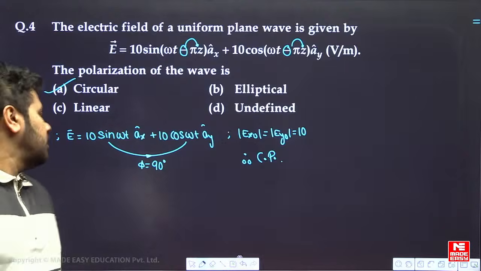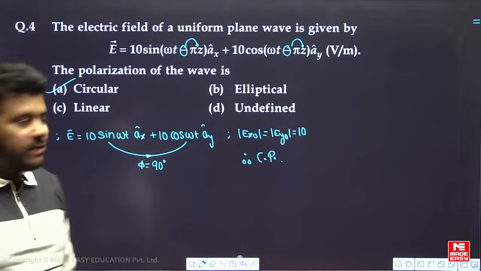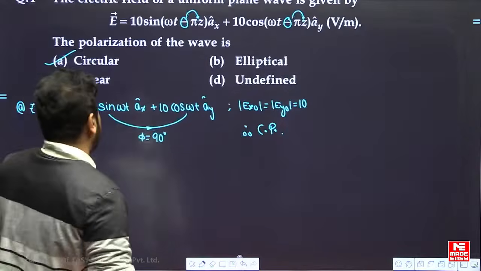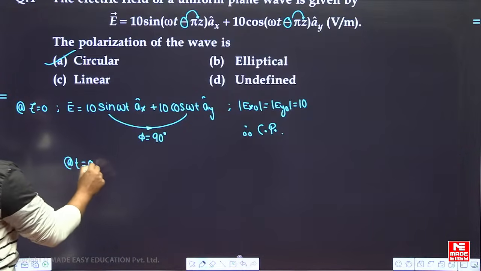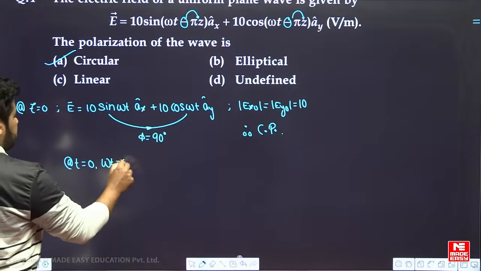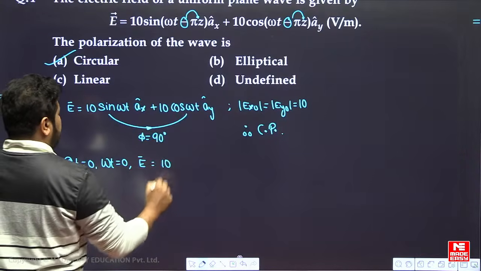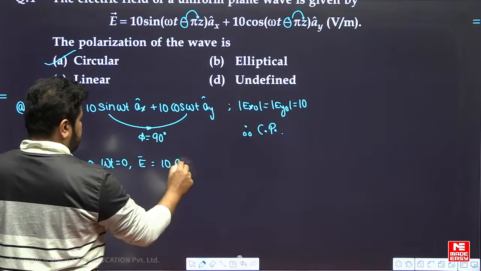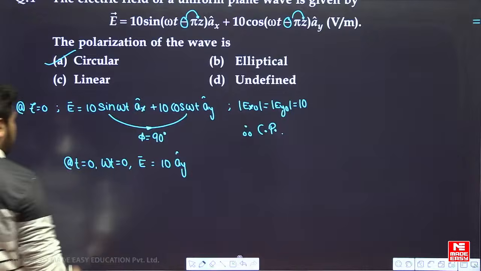Okay. So whether it is LCP or RCP, how will you check? It is very simple to analyze. Put t equal to 0. At t equal to 0, ωt will be 0, then what is the value of E? E will become only 10 ay, since the sine term becomes 0 and the cosine term is 1.